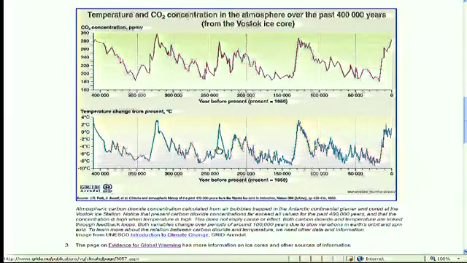The real correlation between the temperature and carbon dioxide, right? The real correlation?